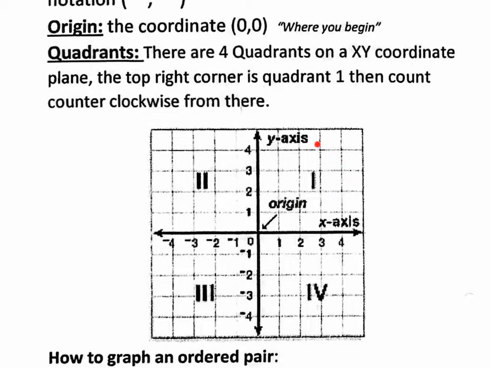The upper right is the first quadrant. The upper left is the second quadrant. The bottom left, third quadrant. Bottom right, fourth quadrant. So it's kind of weird because it's actually going in a counterclockwise direction. You know, clocks usually have 12, 1, 2, 3, 4, 5, 6 going all the way around this way. This is counterclockwise. So keep that in mind. First quadrant, second, third, fourth.